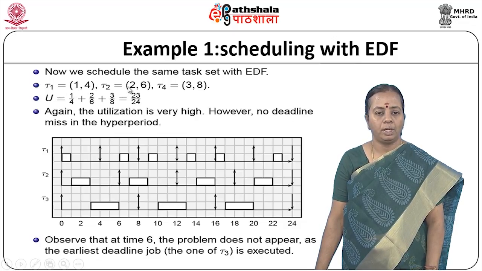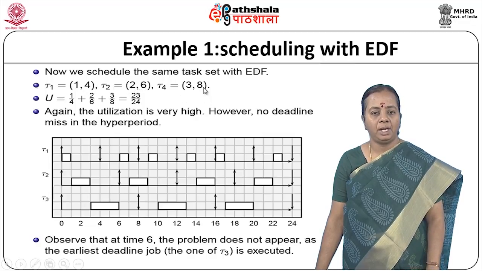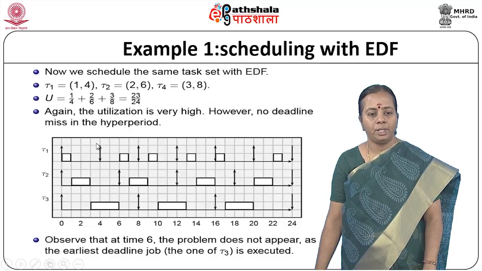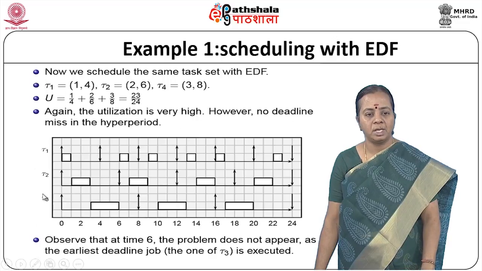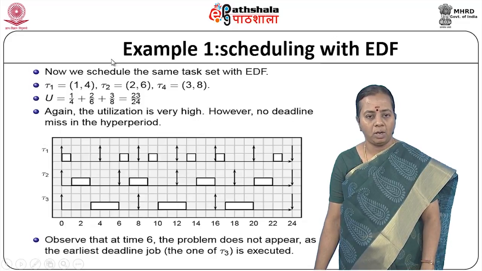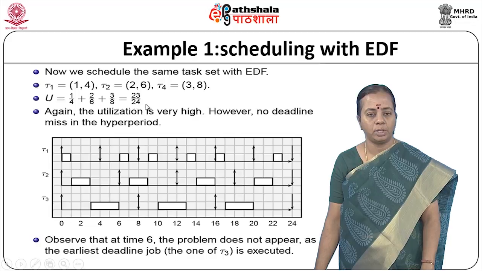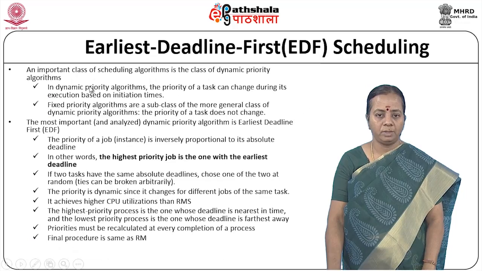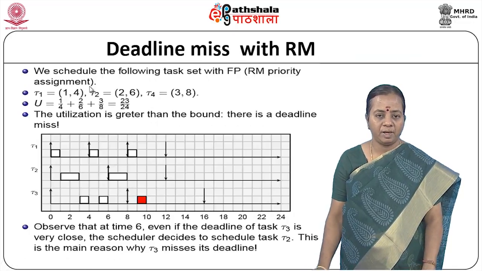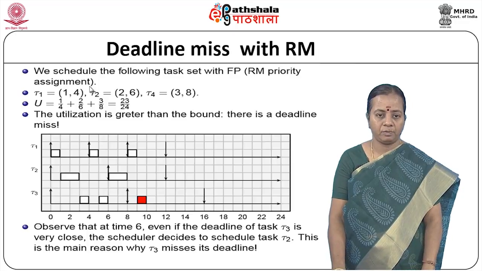Process 2 has an execution time of 2 and a deadline of 6, and T3 will have a value of something like 3 to 8. So when you are looking at this process, you will see that T1 is scheduled first, because when you are looking at the tasks, we always have to first find out the utilization ratio. So the same task set which we found cannot be done through RM has been taken as an example to schedule with EDF.